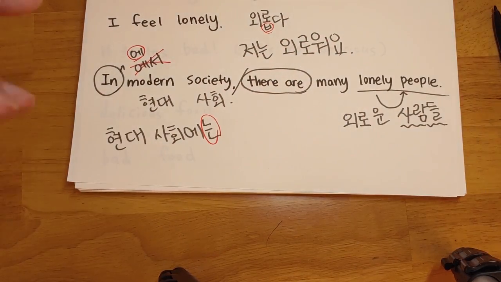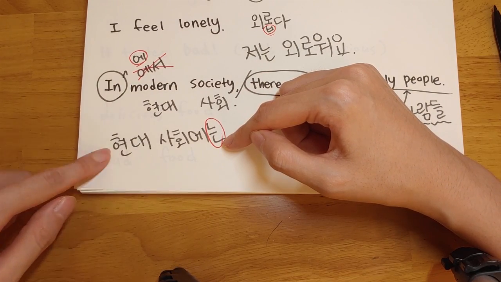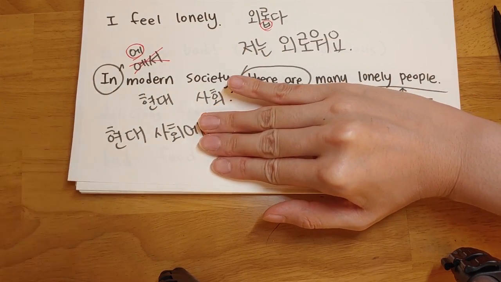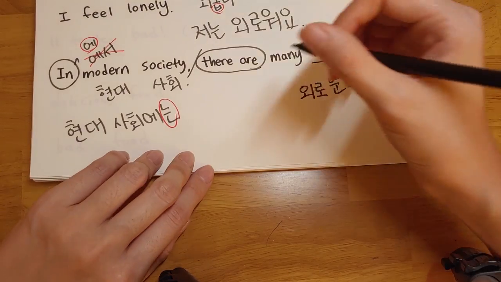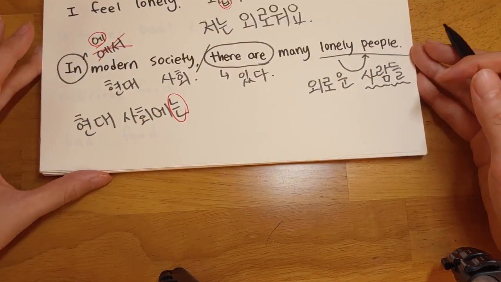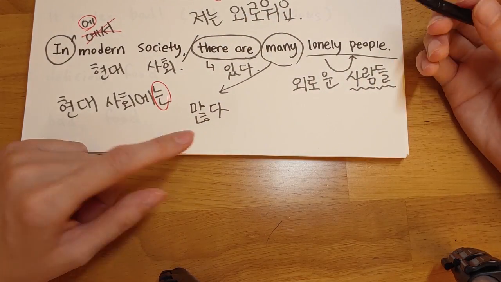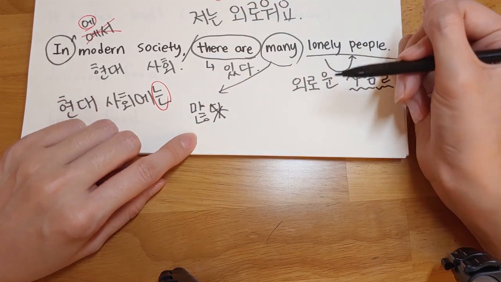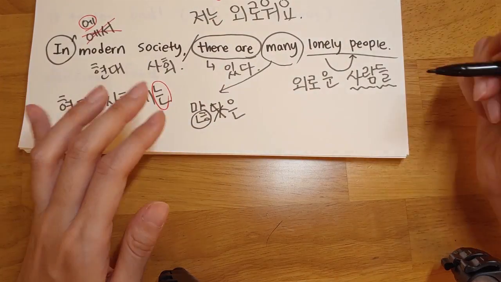We haven't learned this in depth yet, but 는 not only works as a subject marking particle, but it also works as a topic marking particle. So it indicates that the word before it is a topic of the sentence. But once again, we're going to cover it in depth in another lesson. 현대 사회에는, for there are, we can use 있다 verb, right? To be there. So for many, 많다 is an adjective that means to be many. And when you want to make it a modifier, you can put 은 because this one has 받침.